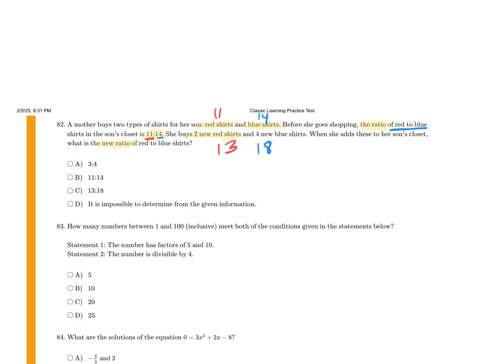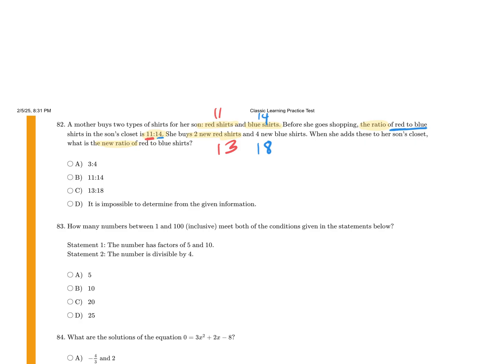Now, if the closet had exactly 11 red shirts and exactly 14 blue shirts, then the ratio would change to 13 to 18, and the answer would be C. However, a ratio is not the same as total. When you are given a ratio, you actually don't know what the total is.